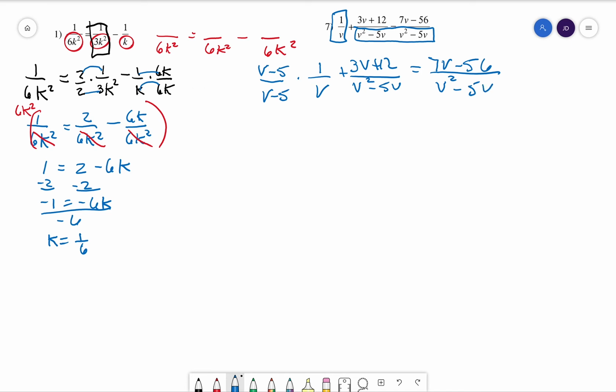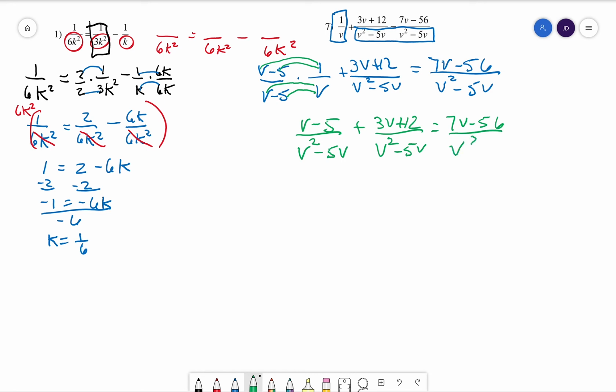Now when I multiply this here, I get v times 1 is what? Just v, right? And negative 5 times 1 is minus 5. And down here, v times v is v squared, and negative 5 times v is minus 5v. Now you can see that we have the same denominator in all of our rational expressions here. But now if we multiplied both sides by v squared minus 5v, all my denominators are going to cancel out.